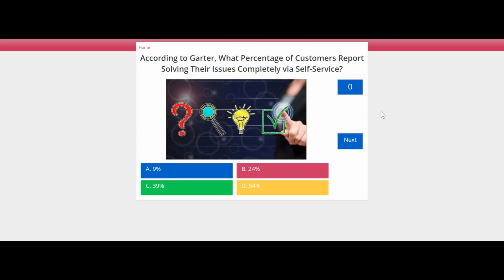And the second question now we have is, according to Gartner, what percentage of customers report solving their issues completely via self-service? Is it A, 9%, B, 24%, C, 39%, or D, 54%?